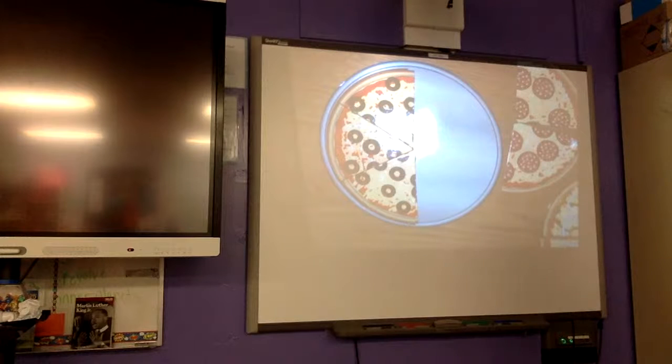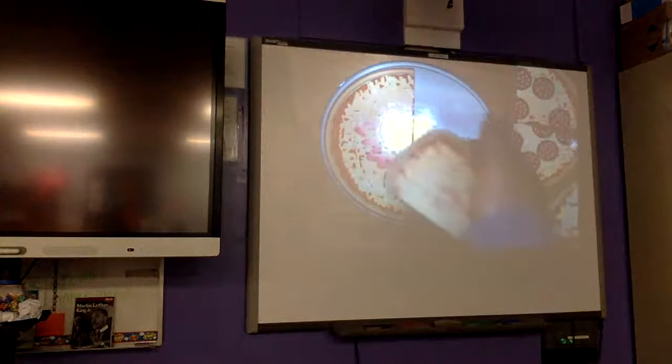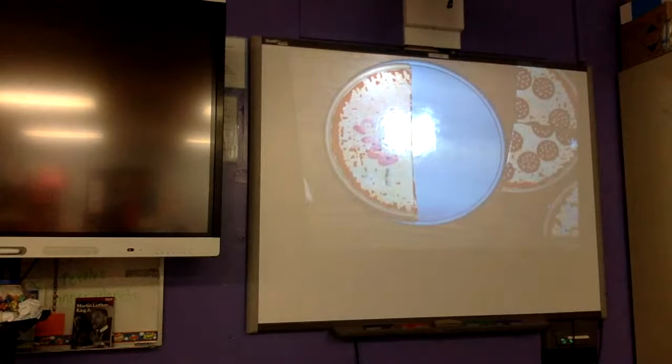What do you notice? Charlie? 3 pieces cover 1/2 of the pizza. Very good. Let's see if she's right. You ready? Mind blown. Do you see that? 1/2 equals 3/6 equals 2/4. See that? I wanted to prove that to you.